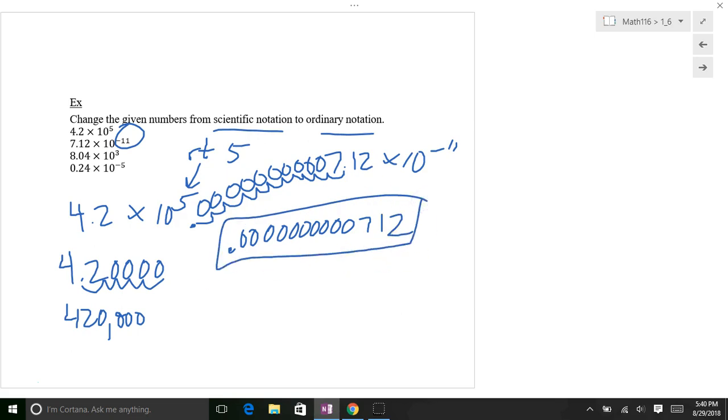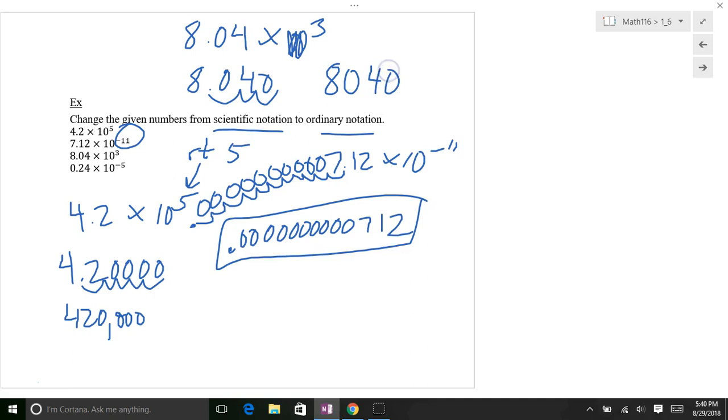Next one, you're going to go right 3. 8.04 times 10 to the 3rd, right? Right 3. It's a positive 3. 1, 2, 3. 8,040. Now your decimal's right there.